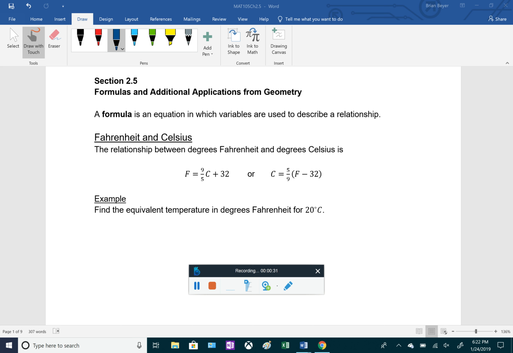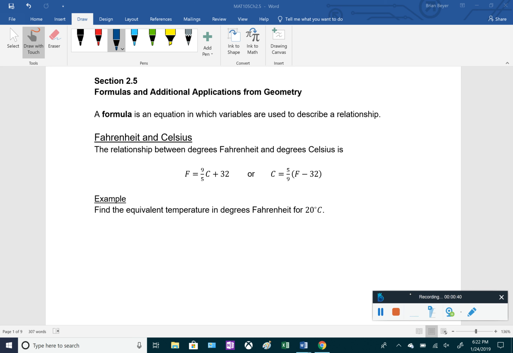So a good one that pops up a lot in real life is the relationship between Fahrenheit and Celsius. The two formulas, technically it's just one formula rearranged, for converting between Fahrenheit and degrees Celsius: the first one is Fahrenheit equals 9/5 times Celsius plus 32. Or if we wanted to solve that for degrees Celsius, we have Celsius equals 5/9 times parentheses Fahrenheit minus 32. So obviously the C is Celsius and F is Fahrenheit.